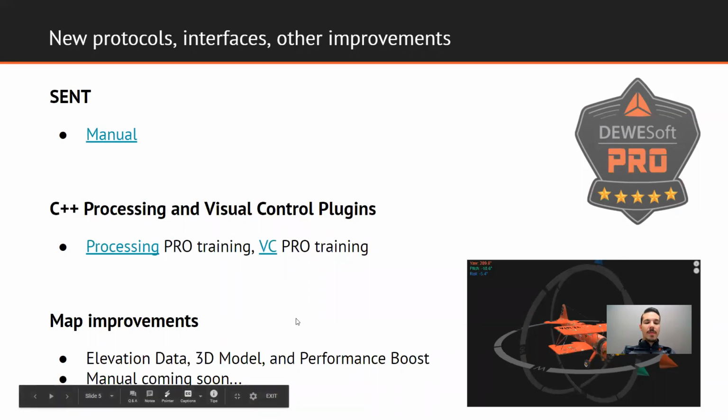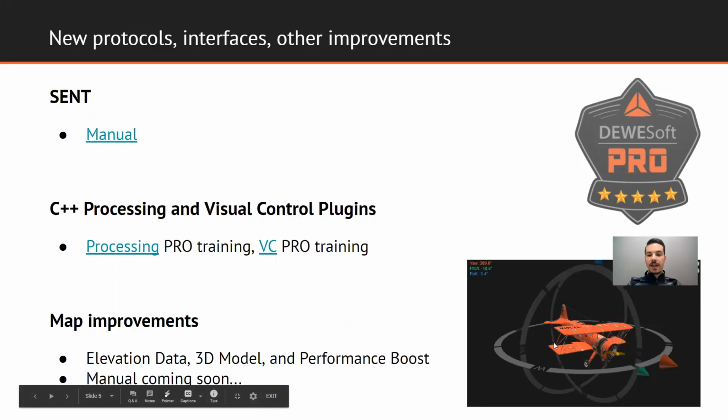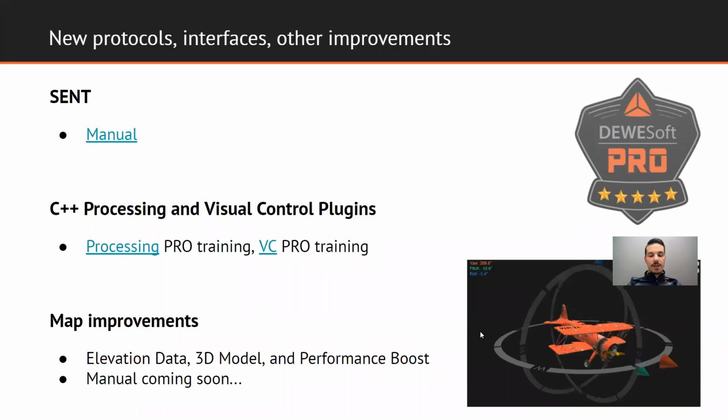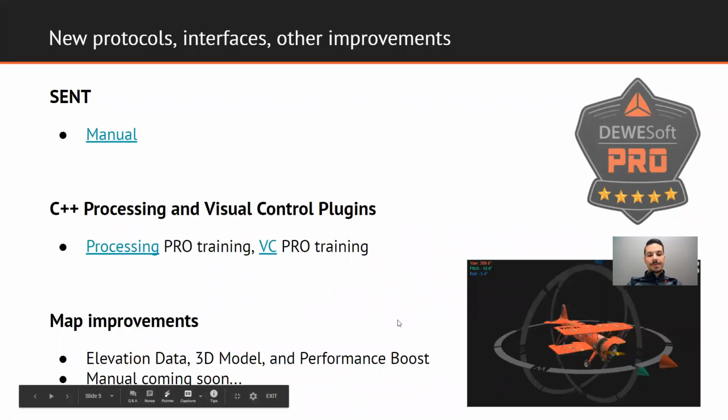To accompany the map, we've also added the 3D model. So if I move my camera a bit out of the way, this is kind of an example of it right here. It basically shows the orientation of the object that we're monitoring. And for all map users, there's been quite a significant performance boost.